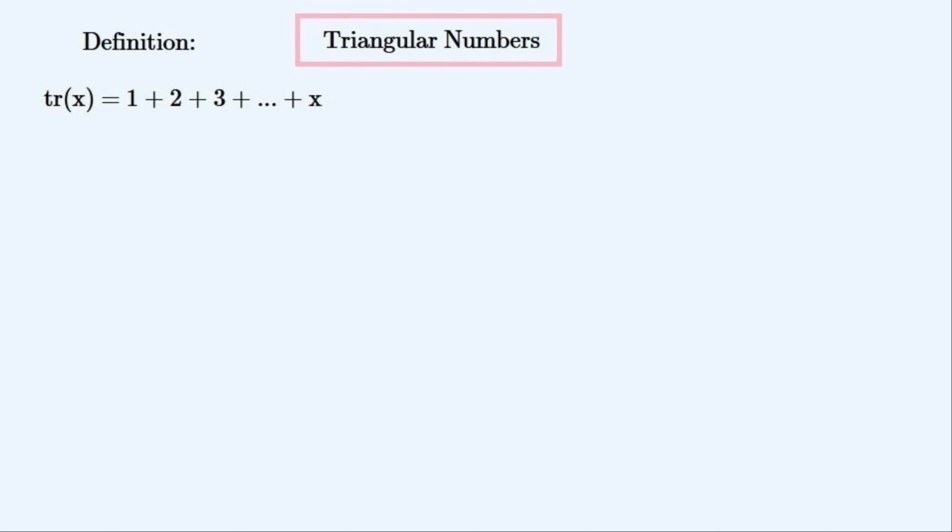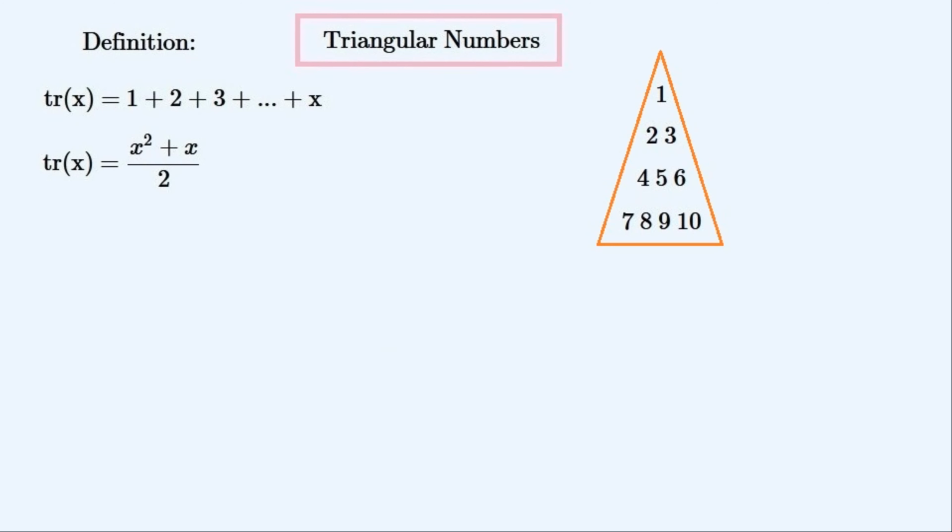A triangular number is a number that can be expressed as a sum of numbers like this. They are called triangular numbers because they can be packed into a triangular shape like this. A fast non-iterative formula for finding the xth triangular number is given here. In this video, we're going to derive this equation, the derivation being a sort of proof.